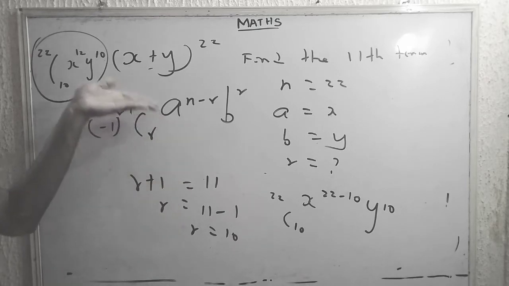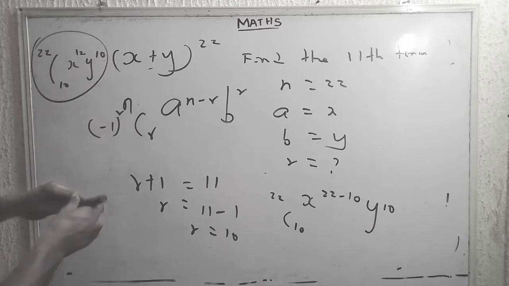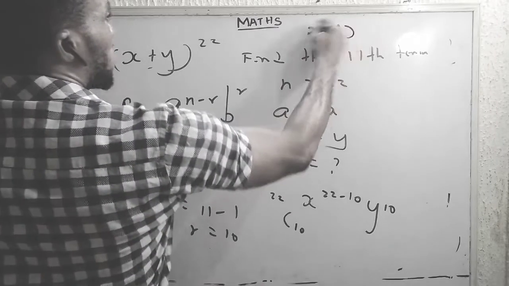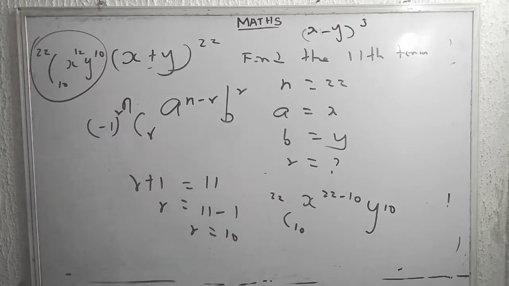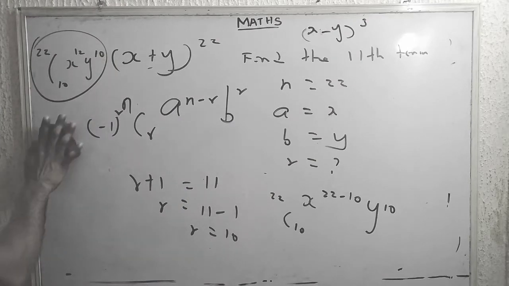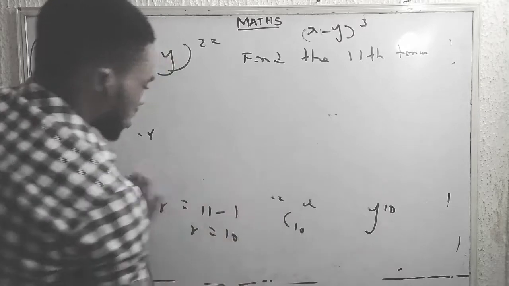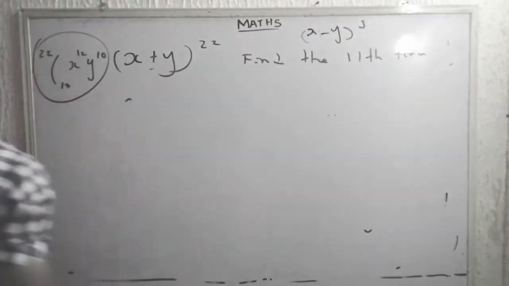Now, for all those ones that I've been solving before, let's say the one I solved for x plus y raised to power 3, if it were negative, the sign alternates. What do I mean? It moves from plus, minus, and plus. Let me give you an example again. Let me expand that again.